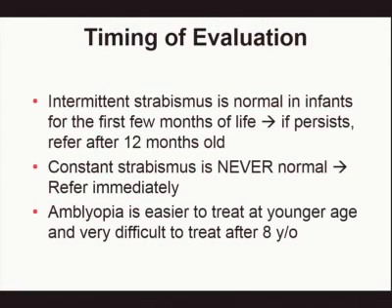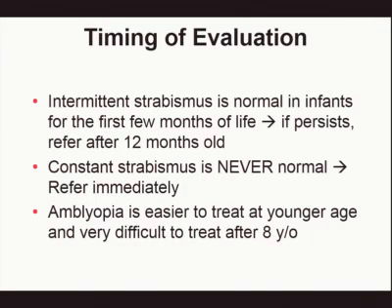When do you refer a patient with strabismus? So intermittent strabismus is really common in young infants, especially kids who are born preterm. You usually want to reassure the parents that it's likely going to go away, but you want to keep an eye on it. After a few months old, if it continues to be intermittent, watch it more carefully, but if it's persisting, especially by a year old, you need to refer them.